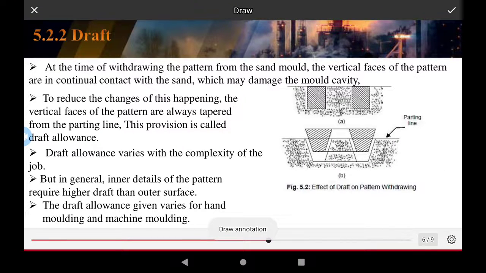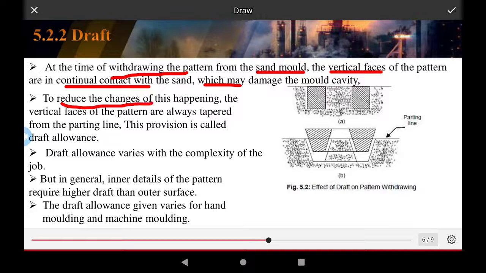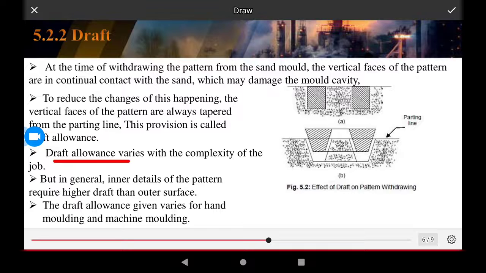Draft allowance. At the time of withdrawing the pattern from the sand mold, the vertical faces of the pattern are in contact with the mold cavity, which increases the chance of damaging the vertical faces. The pattern is therefore always tapered from the parting line, which provision is called the draft allowance. The draft allowance varies with the complexity of the job, but in general, inner surfaces of the pattern require a higher draft than outer surfaces.